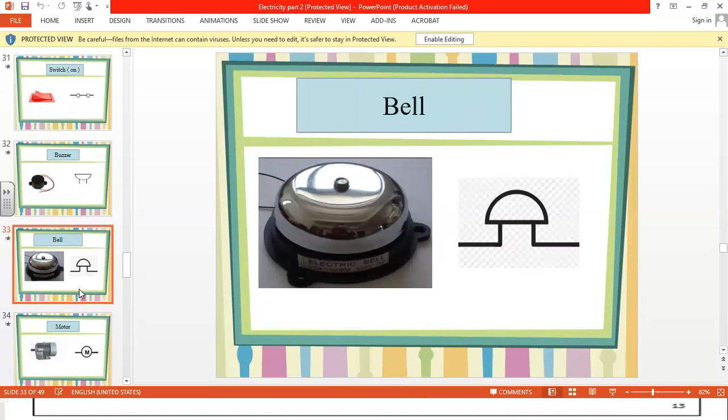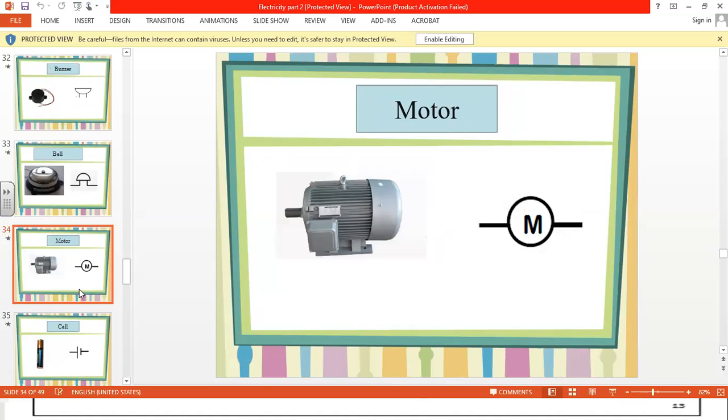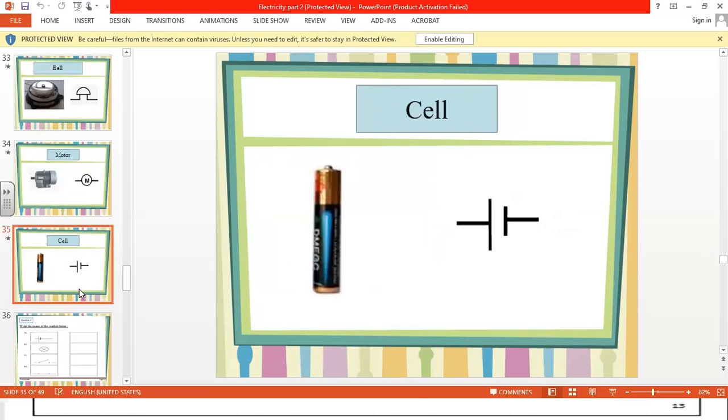You did not take the bell, and it's not really important, so you don't have to know about it. The bell is a little bit like a buzzer. Yes, it looks a little bit like a buzzer. The motor is the circle with an M inside it. This is the cell, and the shorter side is the negative charge. The longer side is the positive charge.